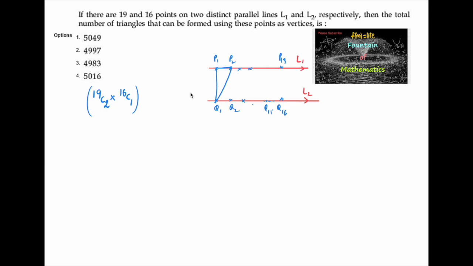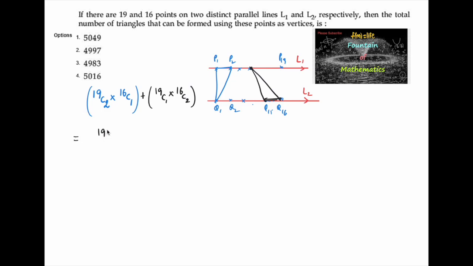Or we can select 1 point on the first line and 2 points on the second line, then also you'll get a triangle. This is another possibility. So we can say plus, out of 19 points 1 point will be selected, and out of 16 points we have to select 2 points. So these are the possibilities by which triangles can be constructed between the two parallel lines.